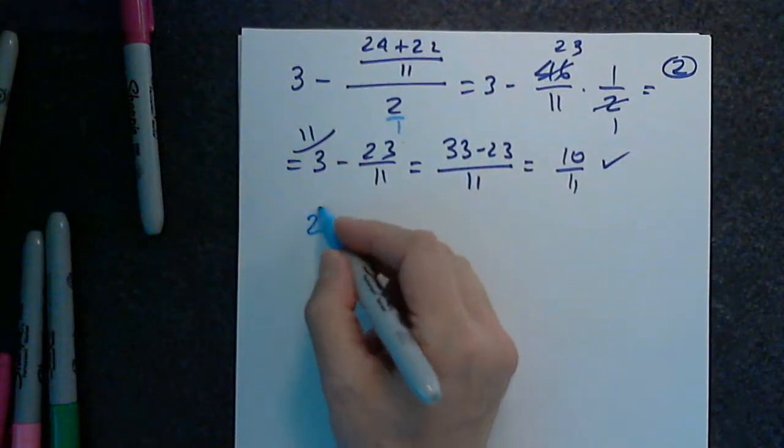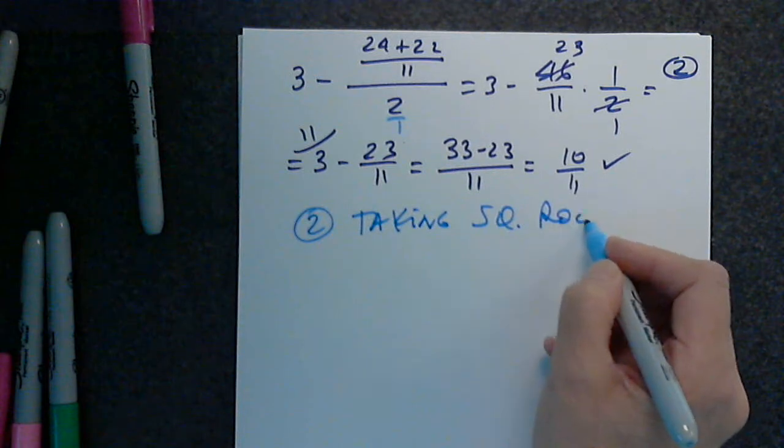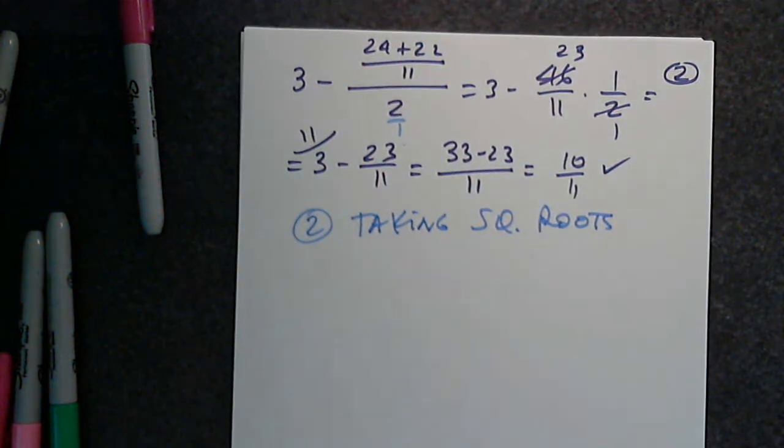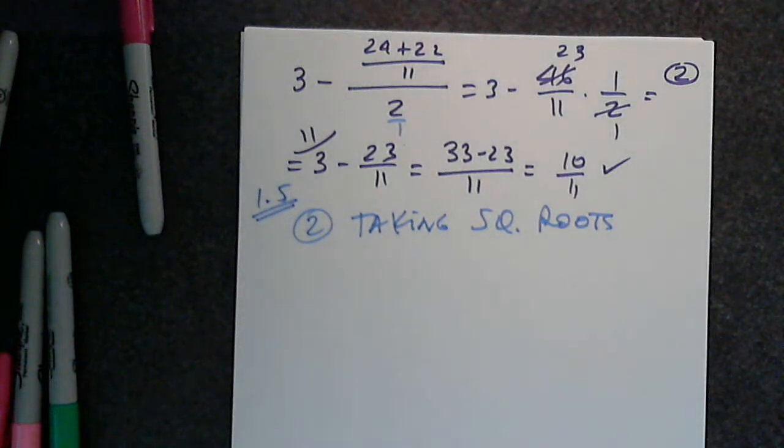Okay, method number 2 then, taking square roots. We're still in section 1.5, and we're looking at the second method of solving quadratic equations called taking square roots.